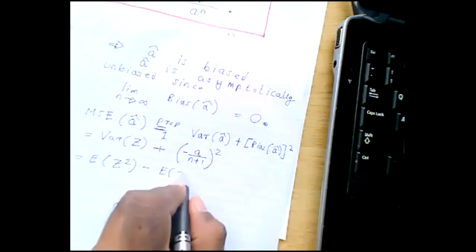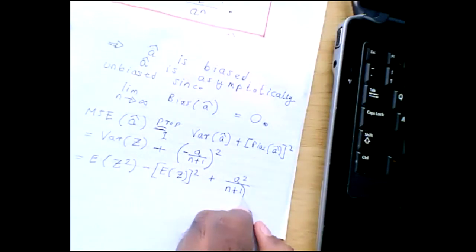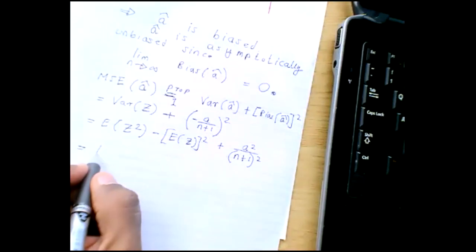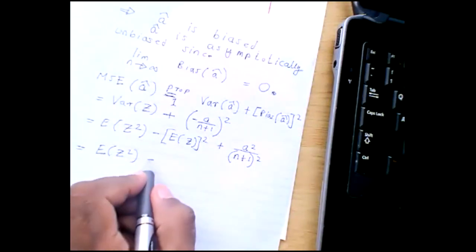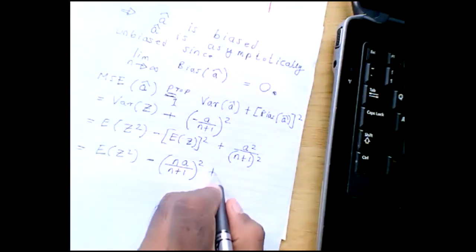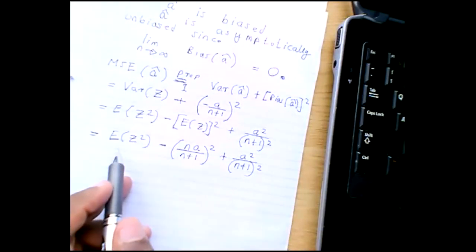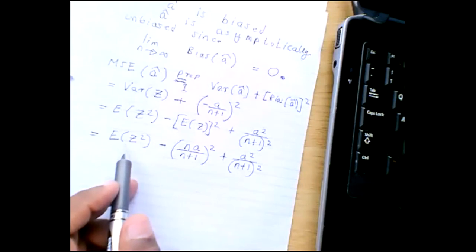All right, to find the variance of Z, we can write it as the expectation of Z squared minus the square of the expectation, plus A squared divided by n plus 1 squared. Now the expectation of Z, we already worked out in the previous part, which is nA divided by n plus 1. So what we need to find is simply the expectation of Z squared.